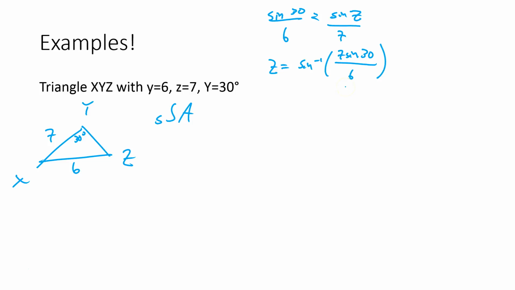7 sine 30 divided by 6 is 0.583. So that means this should work out because that's less than 1. If I do sine inverse of that value, I get 35.68 degrees.